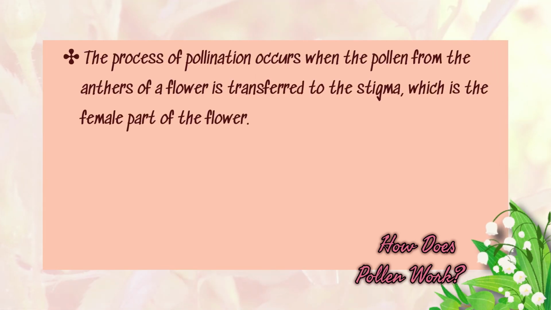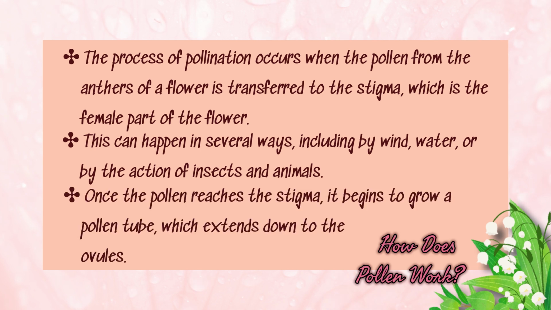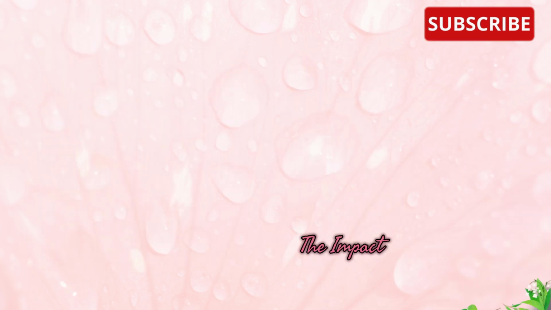Let's see how pollen works. The process of pollination occurs when the pollen from the anthers of a flower is transferred to the stigma, which is the female part of the flower. This can happen in several ways, including by wind, water, or by the action of insects and animals. Once the pollen reaches the stigma, it begins to grow a pollen tube, which extends down to the ovules. The male gametes then travel down the pollen tube where they fertilize the female gametes, resulting in the formation of seeds.